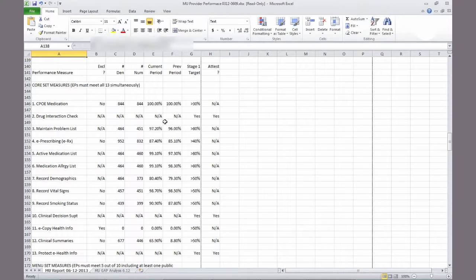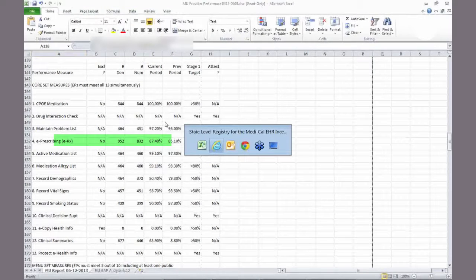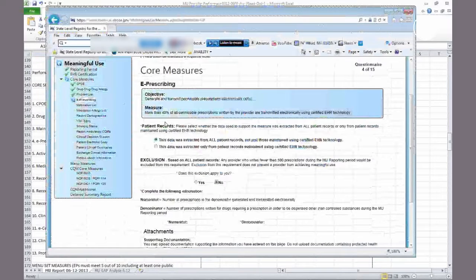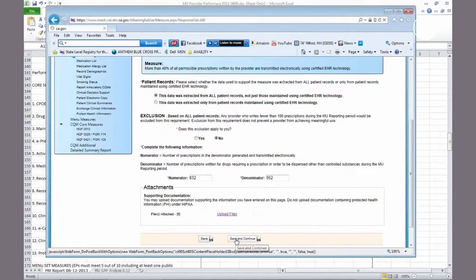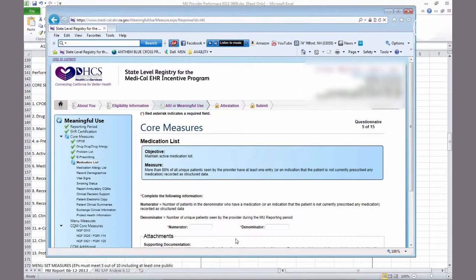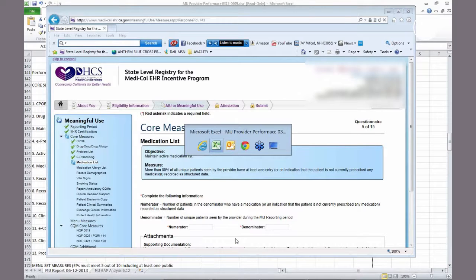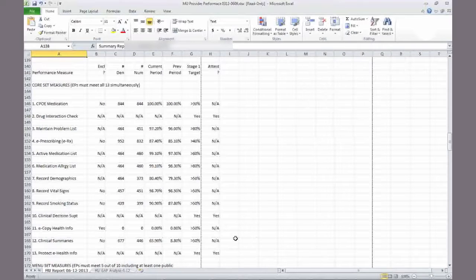Go back to the Meaningful Use Report, and number 4 has the e-prescribing data. Note that there is a no in the column for exclusion. Enter the numerator and denominator in the SLR screen. For medication list, enter the numerator and denominator from the meaningful use report.